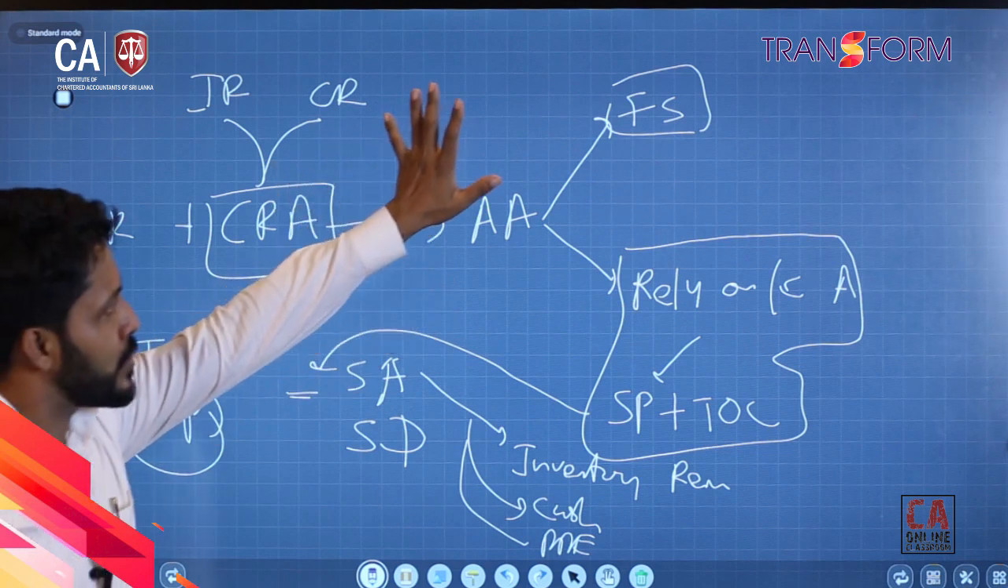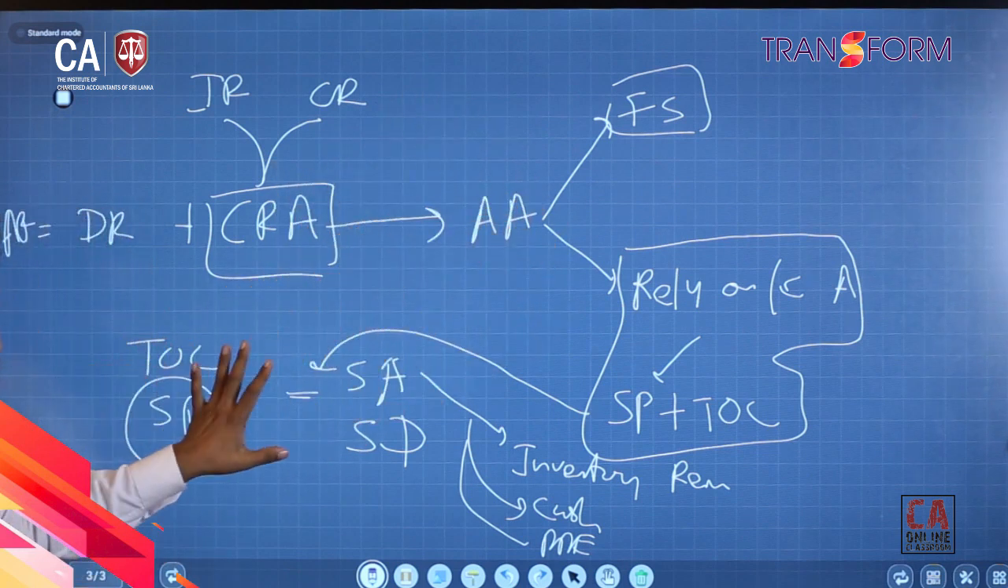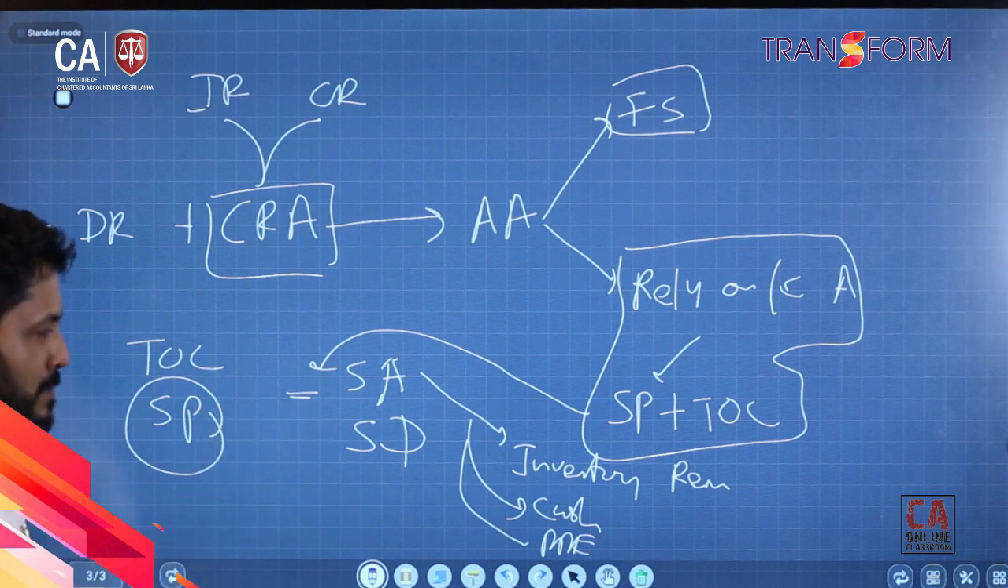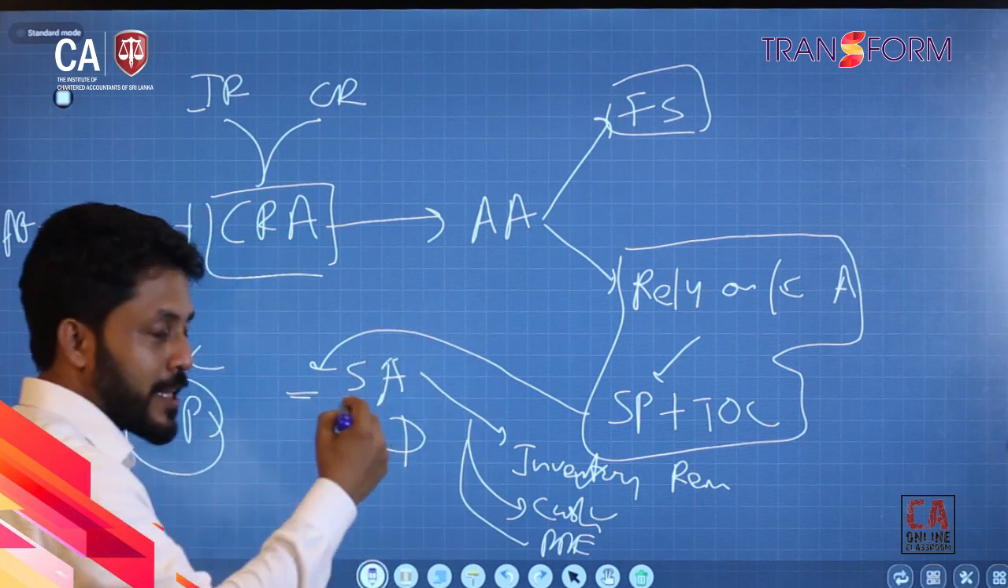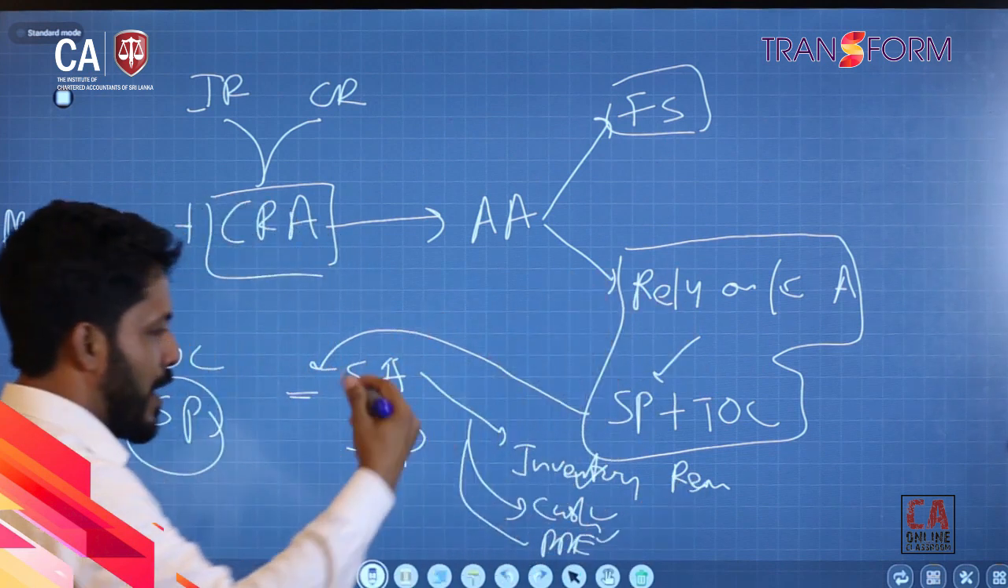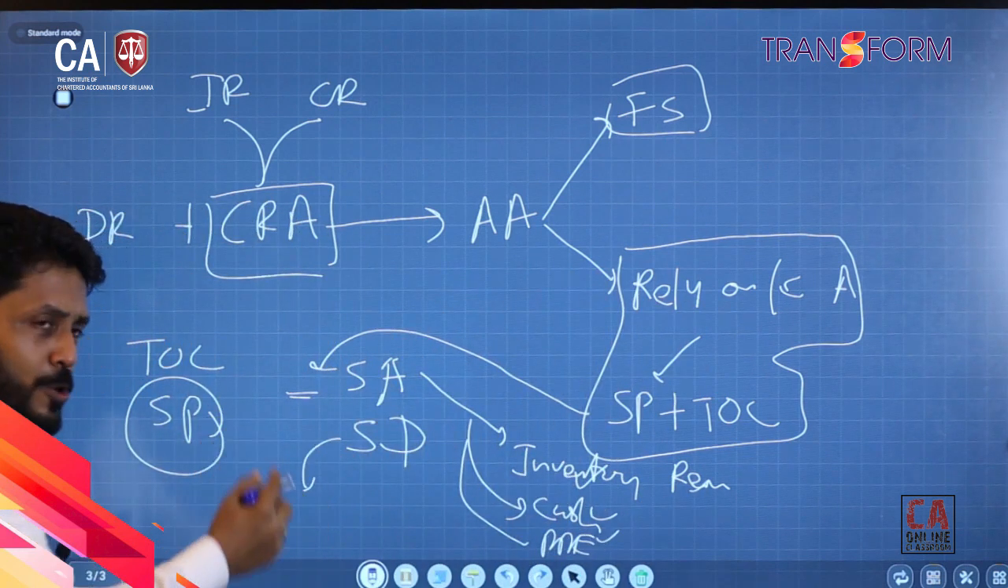We decided the audit approach, did TOC, did substantive procedures, right? We verified the inventory balance, verified the cash balance, PPE revenue done, and plus disclosures as well.